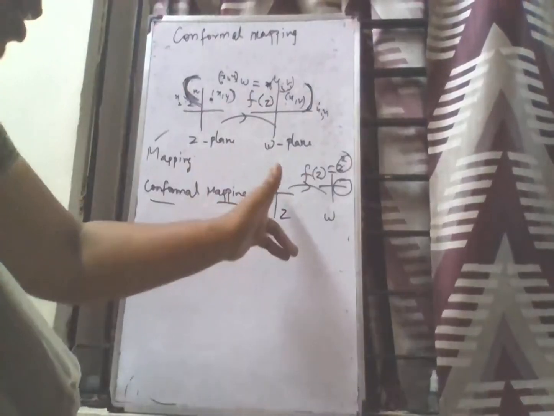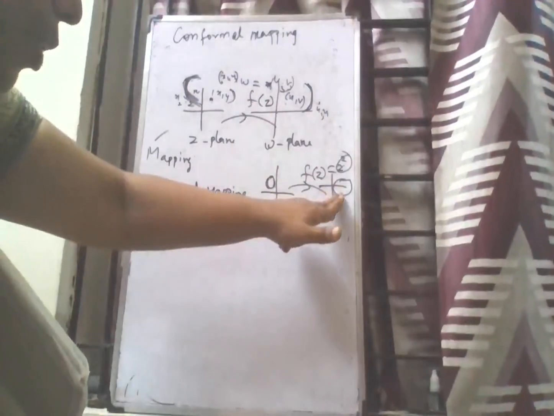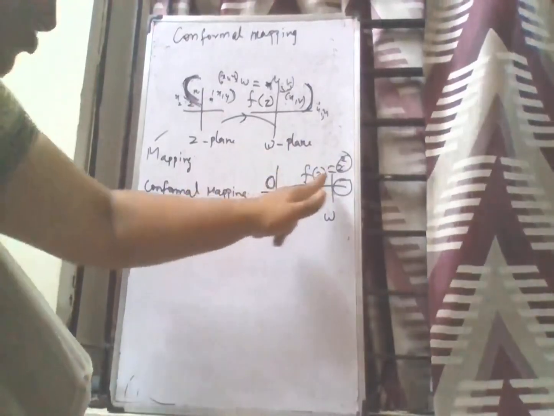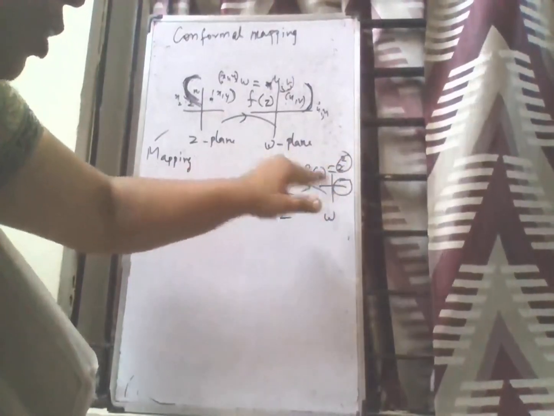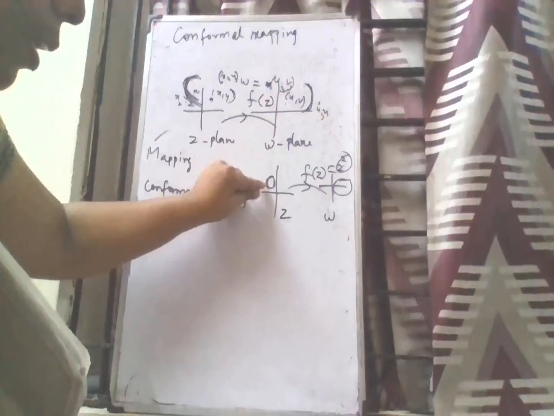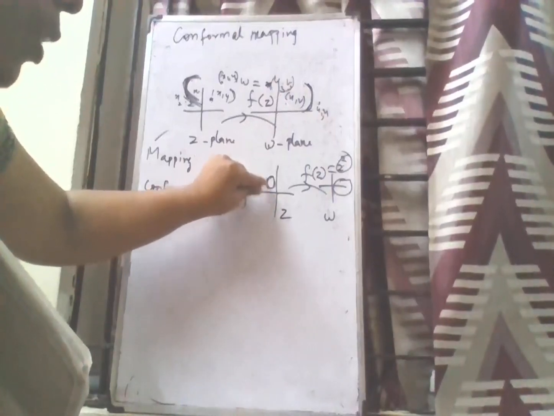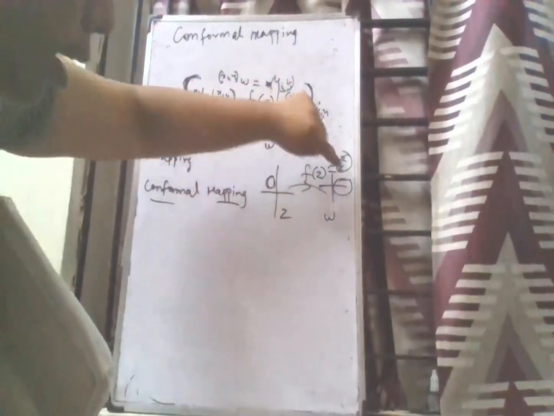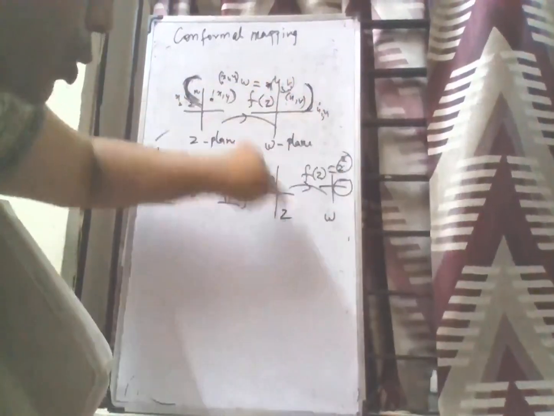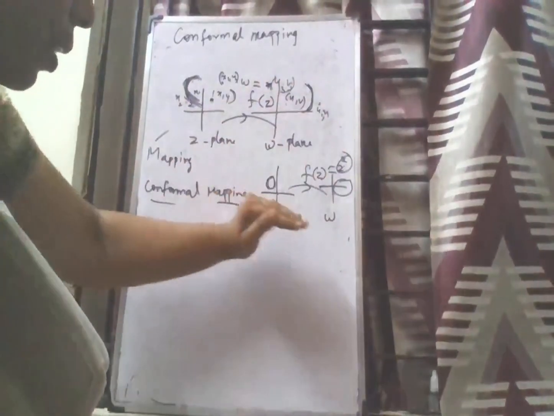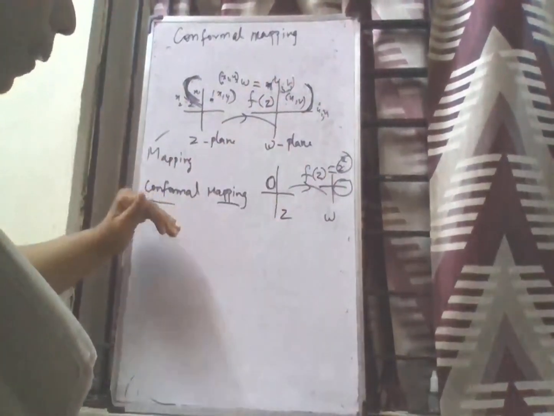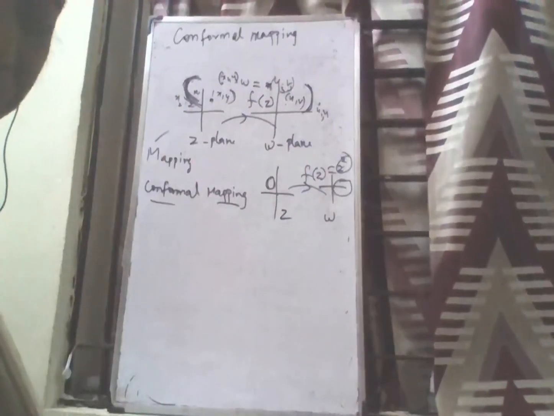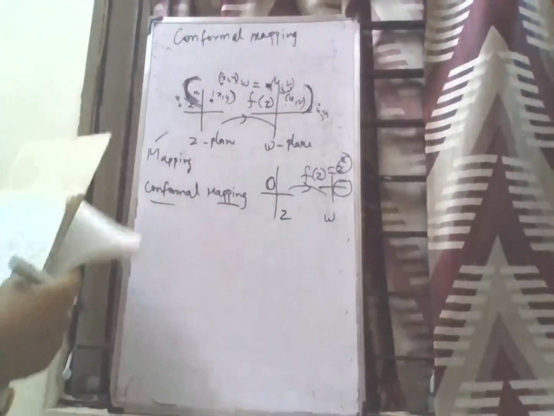Conformal in the sense it should maintain direction as well as magnitude. Each and every pair here also it should maintain. If you have some direction here, here also it should maintain the direction. If you have a certain direction and sense here, here also it should maintain. Each and every point it should maintain. Then only we say the mapping is a conformal mapping. Okay, so conformal mapping is over. Next one.